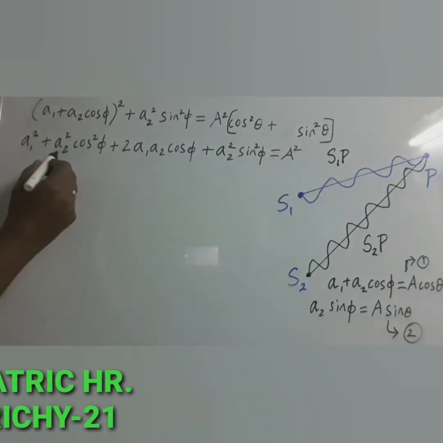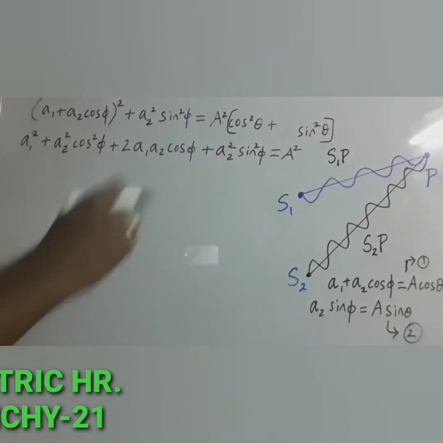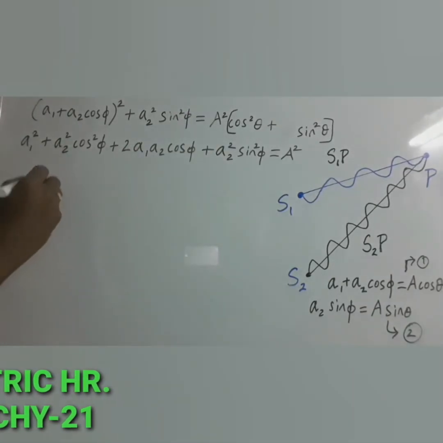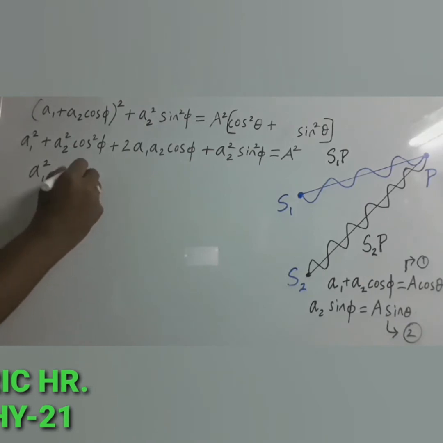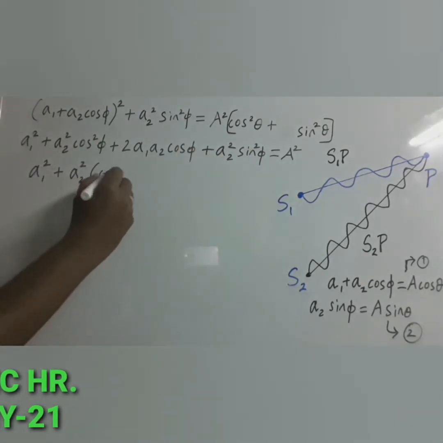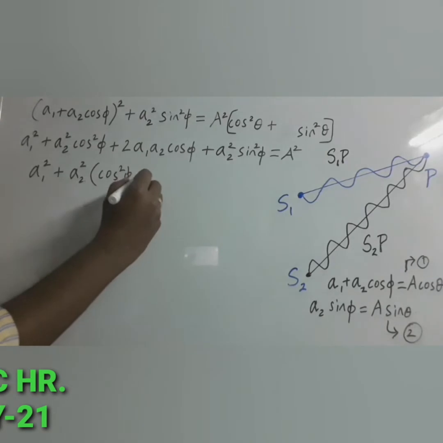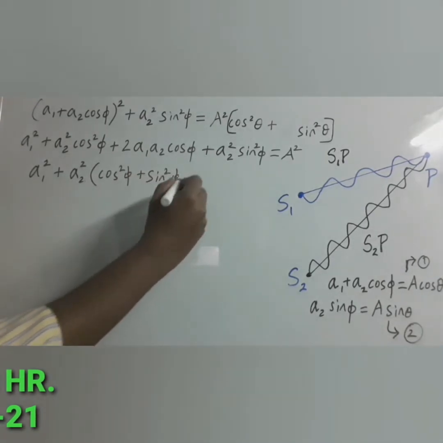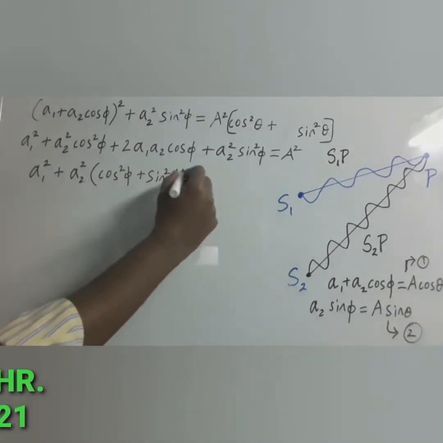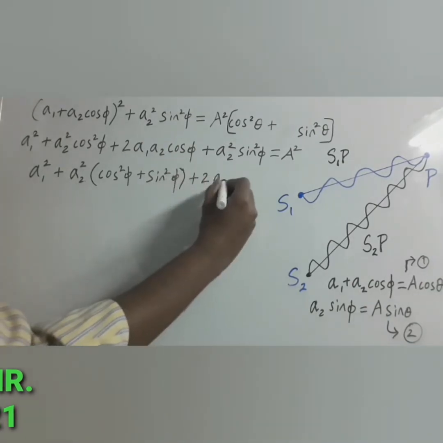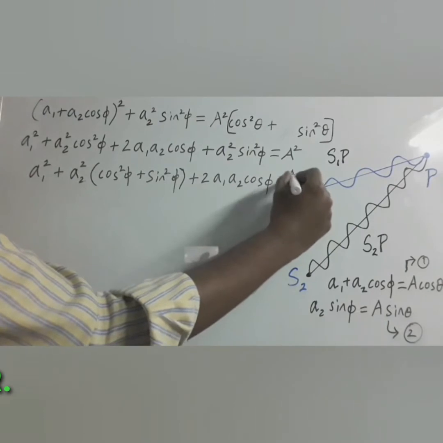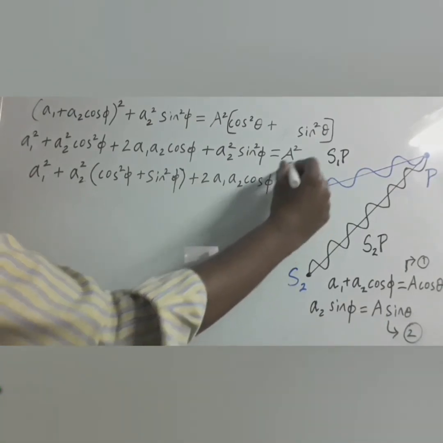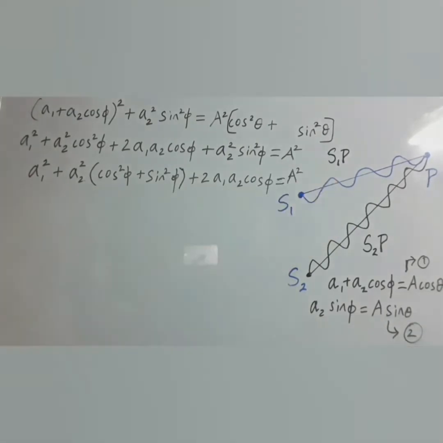Here you can see A2 square, here also A2 square, that is a common thing. So it can be written as A1 square plus A2 square taken outside, then cos square phi plus sin square phi, plus 2 A1 A2 cos phi, that is equal to once again A square. We are going to find the expression for the resultant amplitude A.